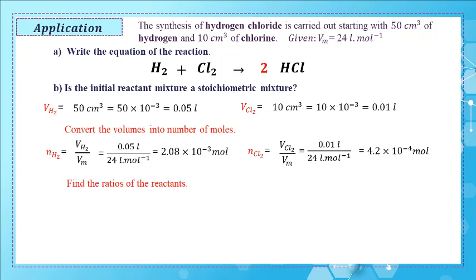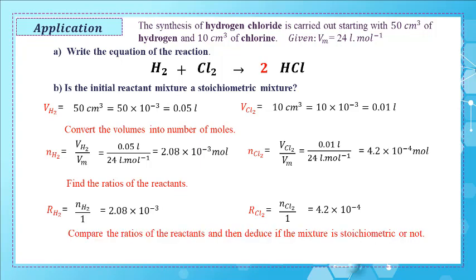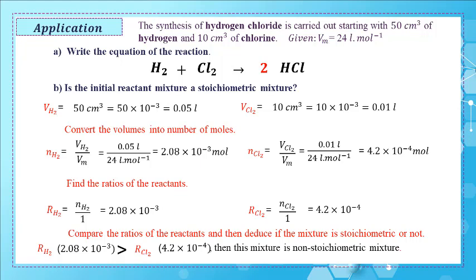The second step, we should find the ratios of the reactants. Ratio of H2 is equal to the number of moles of H2 over 1. It is equal to 2.08 times 10 power minus 3. Similarly, the ratio of Cl2 is equal to 4.2 times 10 power minus 4. We should compare the ratios now. Ratio of H2 is greater than the ratio of Cl2. Thus, this mixture is a non-stoichiometric mixture.